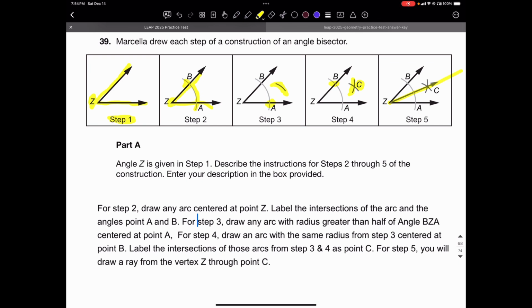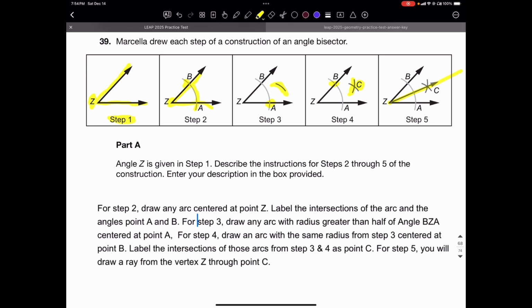So this is a pretty good illustration, and I really like the way that it breaks down the steps like that, because if you've noticed, the book and a lot of these LEAP practice tests all deal with either angle bisectors or perpendicular bisectors. That's a big part of geometry these days.